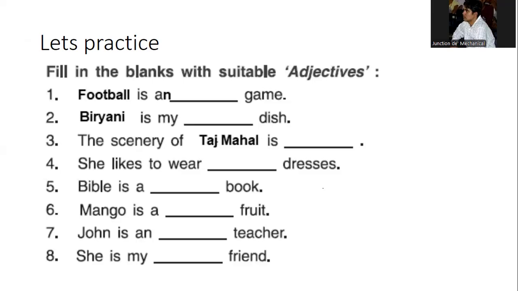Bible is a holy book. Mango is a sweet fruit. John is an intelligent teacher. She is my best friend. So I hope you understood what kind of adjectives you can put. See, your answers can differ over here, but at least you could have understood the meaning of adjectives.